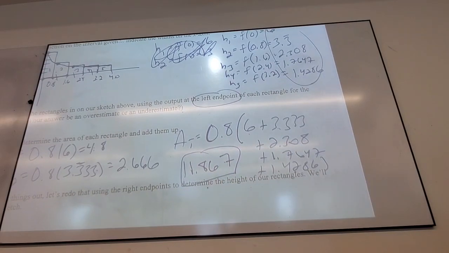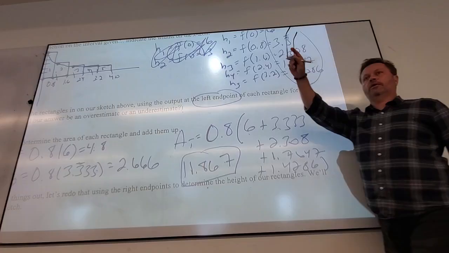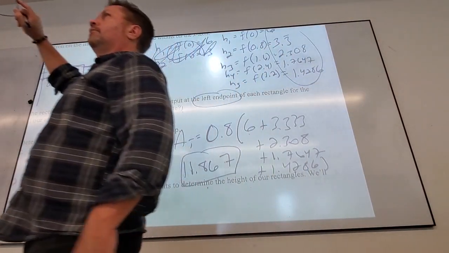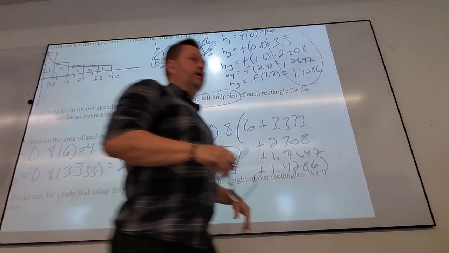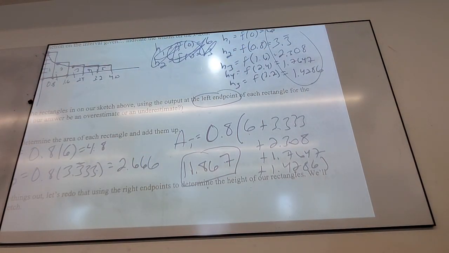Can you guys tell me, is that too big or too small from what it should be? Too big. Because every one of those rectangles, especially the first one, overshot. Okay. So one thing we could do is balance things out by doing the right endpoint. If I use the right endpoint, every rectangle will not be tall enough. It will undershoot. So then I get a range for what it will be. All right, so let's try this again.